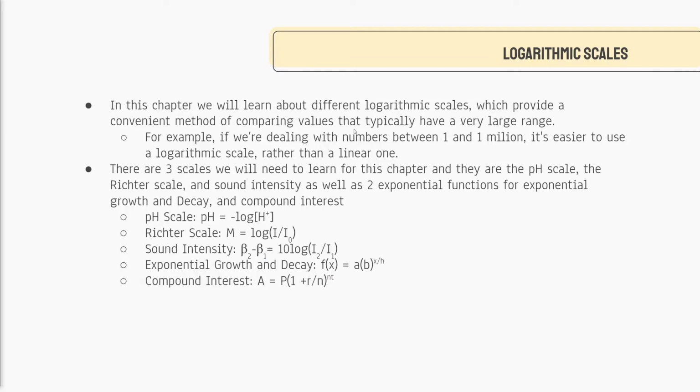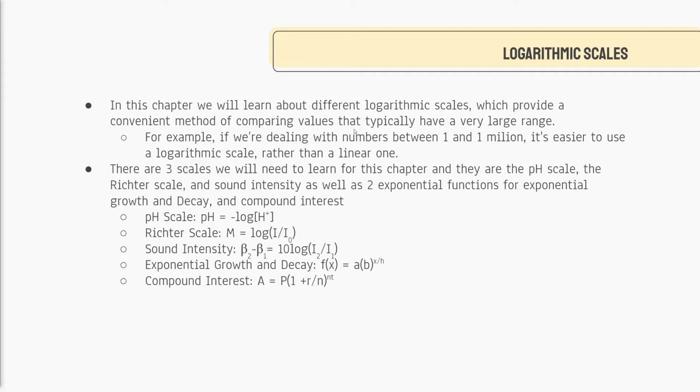So what do I mean by that? Instead of going by plus 10, so 1, 11, 21, all the way to 1 million, it would be much easier for us to use a base of 10. So we go from 1 to 10 to 100 to 1000 to 10,000 to 100,000 to a million. As you can see, we only had 6 different steps there instead of around 100,000 if we're going by 10 linearly.